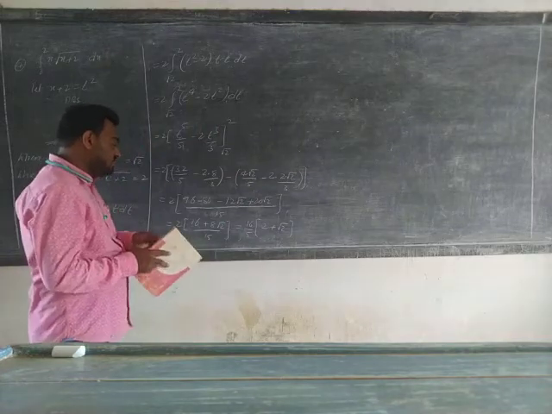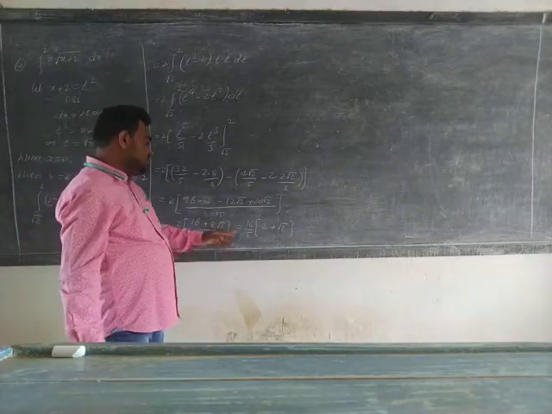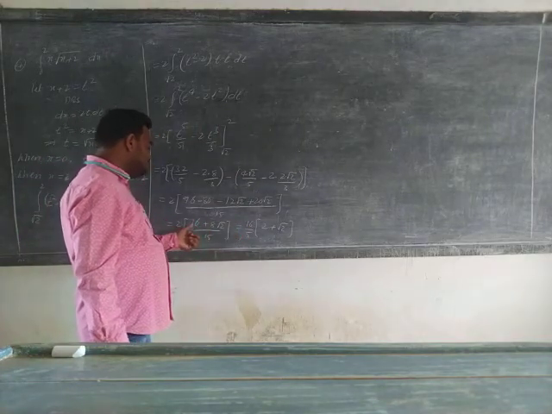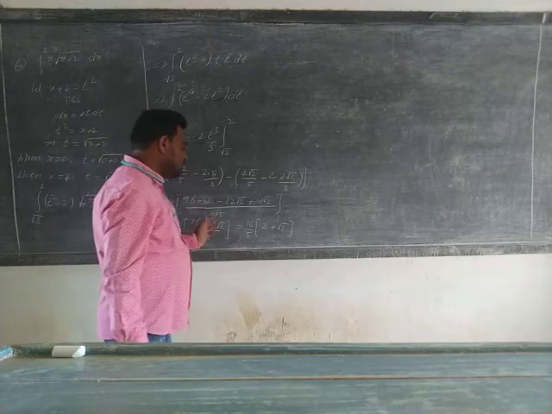Otherwise, if we take 16 as common, that is equal to 32. Next, remaining we are writing.